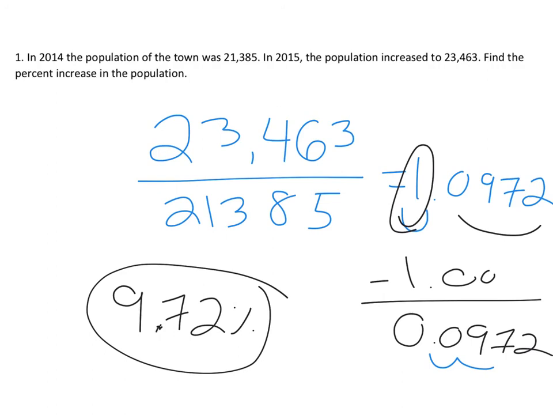So whichever method works for you, but definitely at the end, go back, check your work, make sure your answer makes sense. To check your work, you'd take 9.72% of 21,385 and make sure that you get to 23,463. Even if you use this method, you're still going to look at 9.72% of 21,385 to get that 2,078 increase. Okay, so that's problem 1.